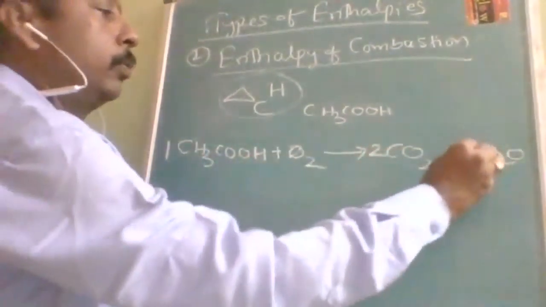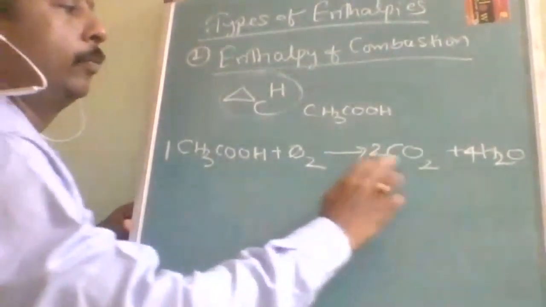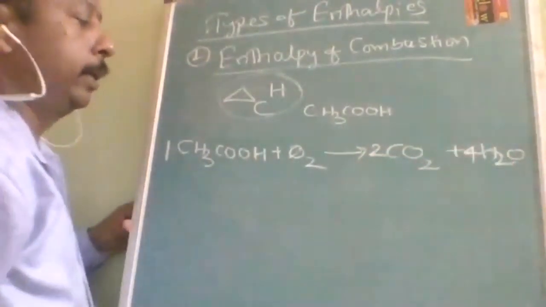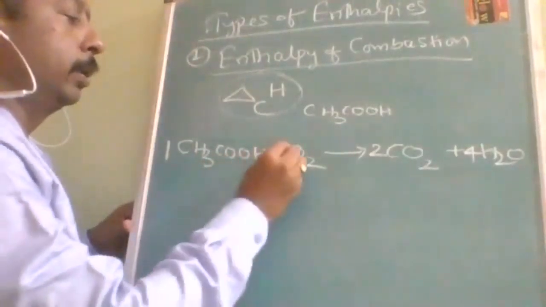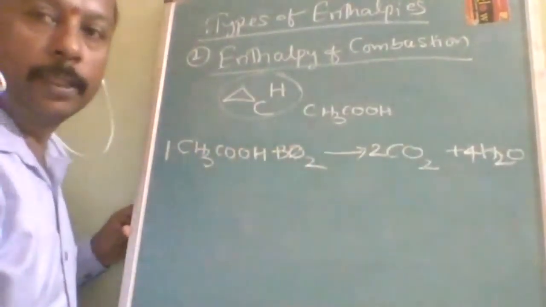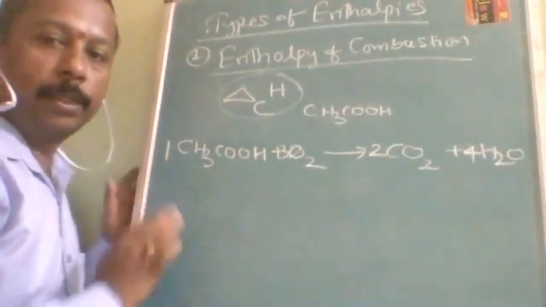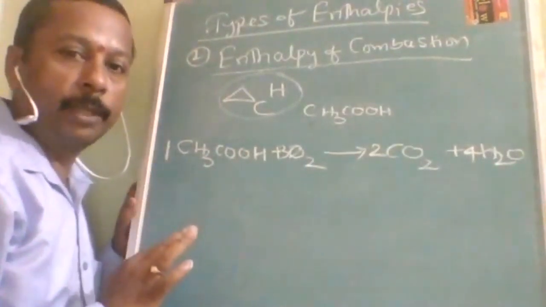Hydrogens are 4, so 4. Okay? And 4 plus 4, 8. Out of 8, already 2 are there, so 3 O2. Okay? So for that balancing purpose, you can do it afterwards. But three things you should remember.